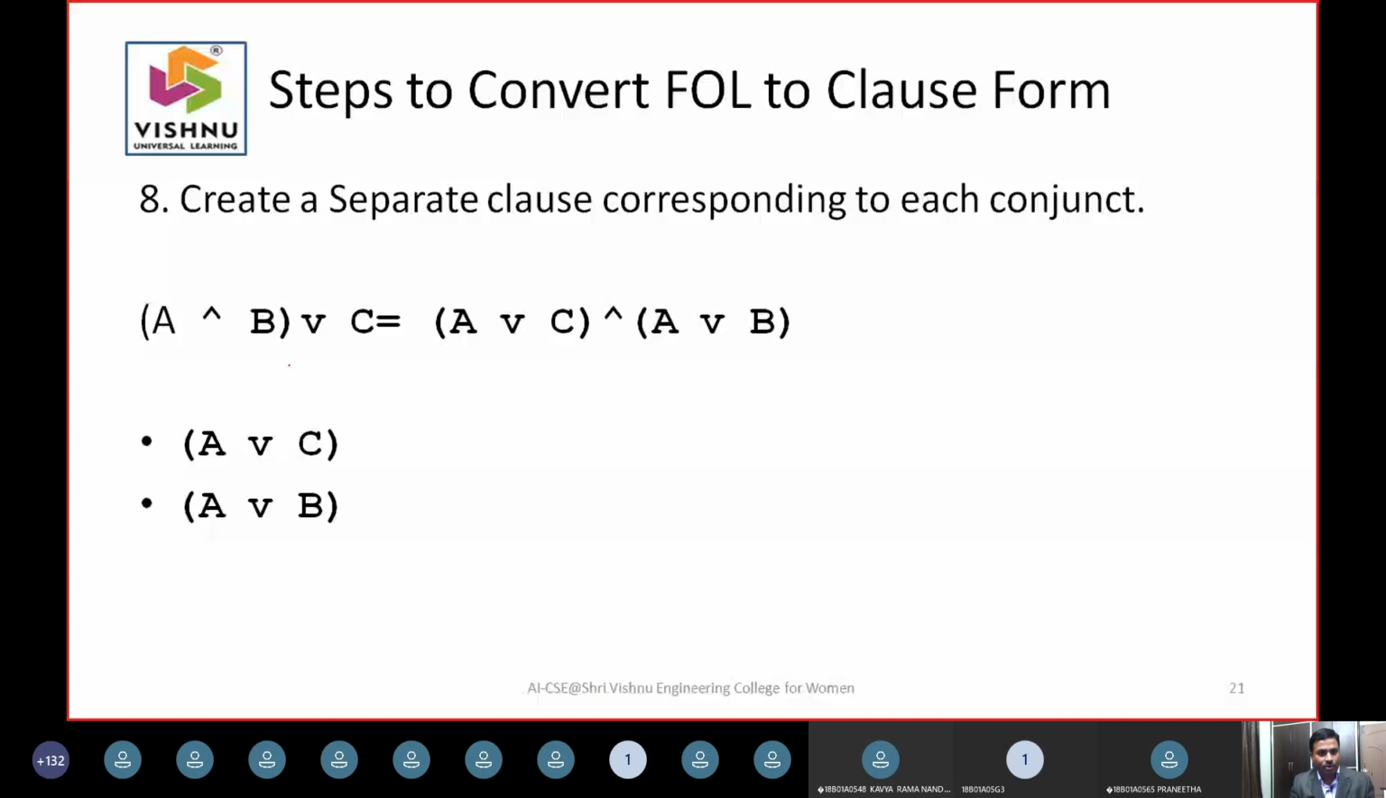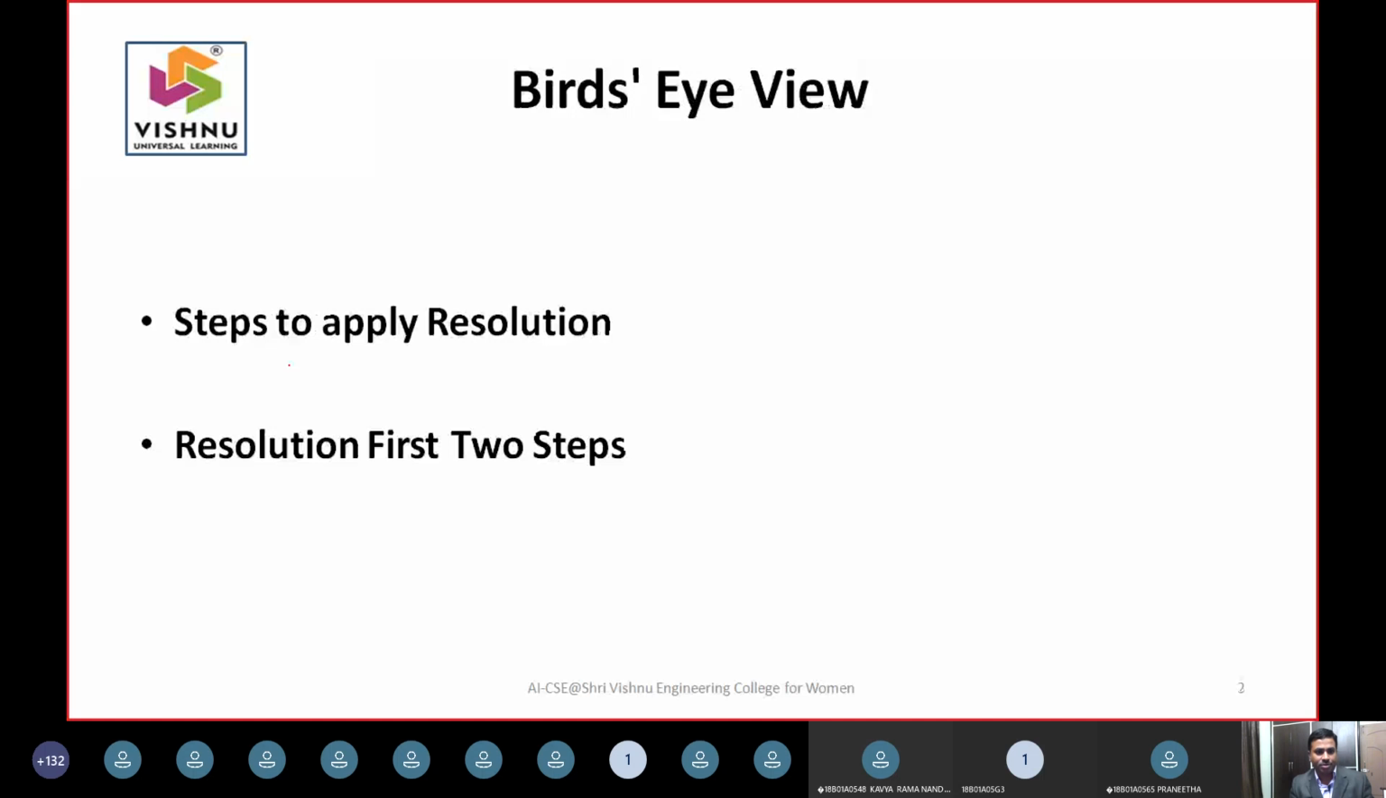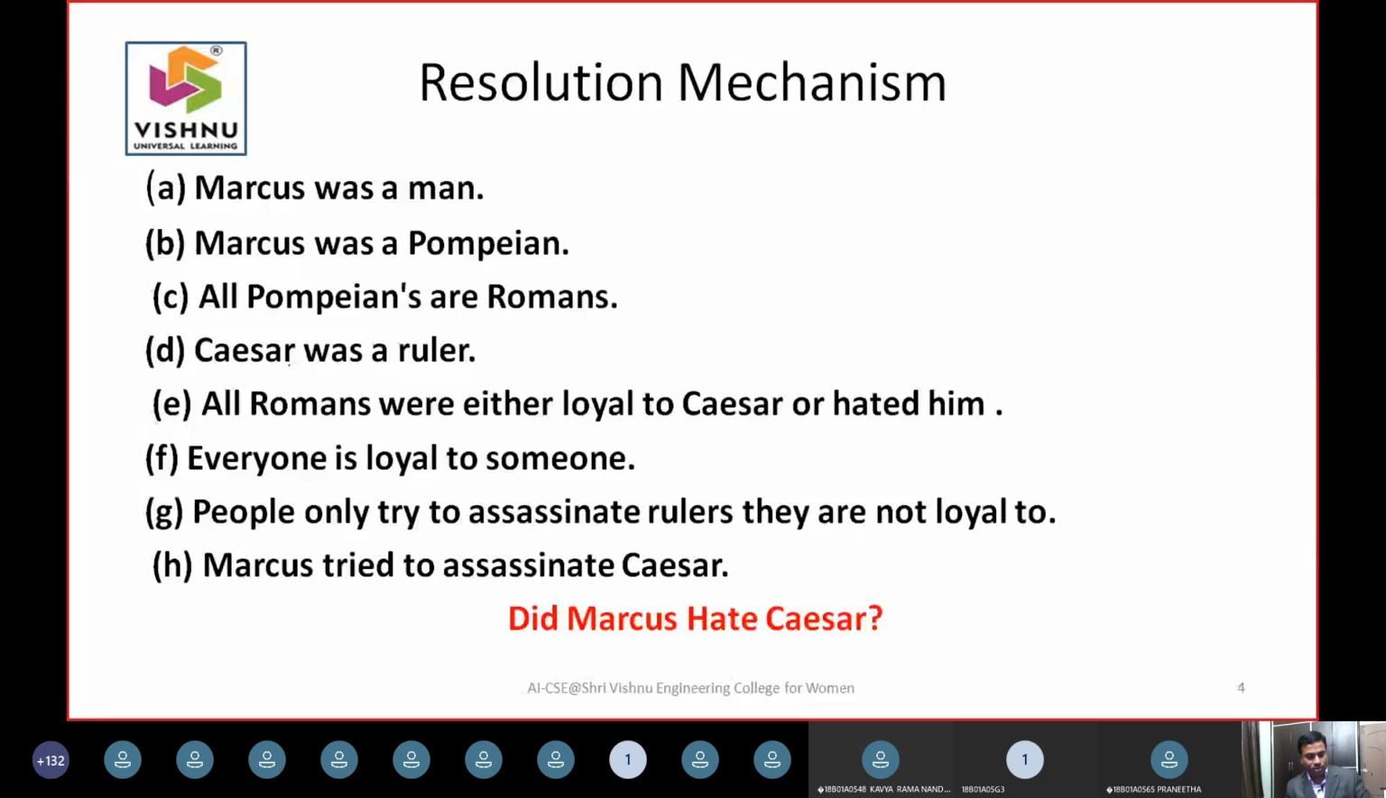So now what we have to do is apply the resolution algorithm for this problem, the problem that we have studied for the last 2 or 3 classes. Now just tell me whether the first statement, like Marcus was a man, is in clause form? Is this in clause form?